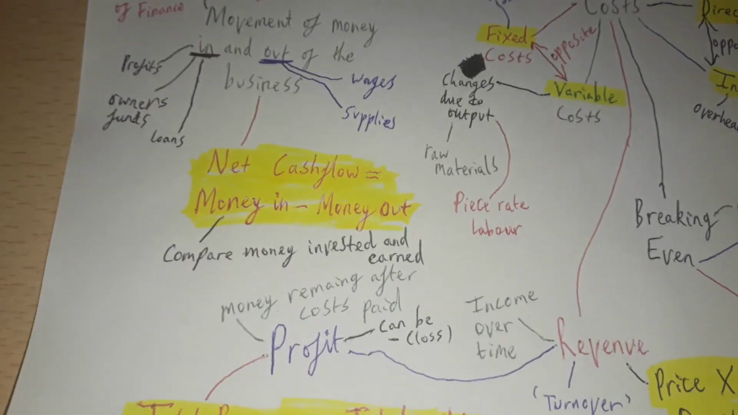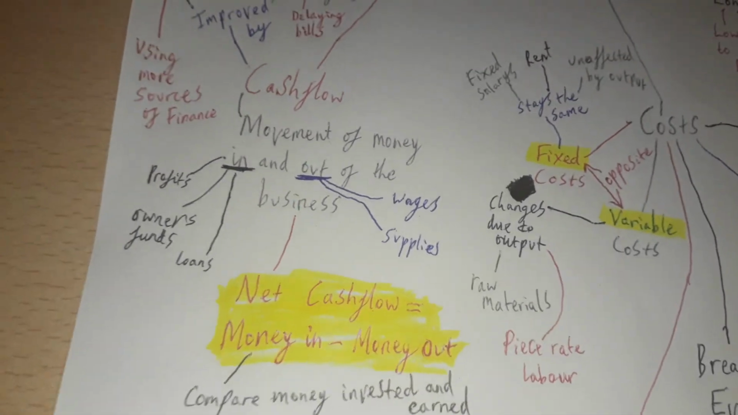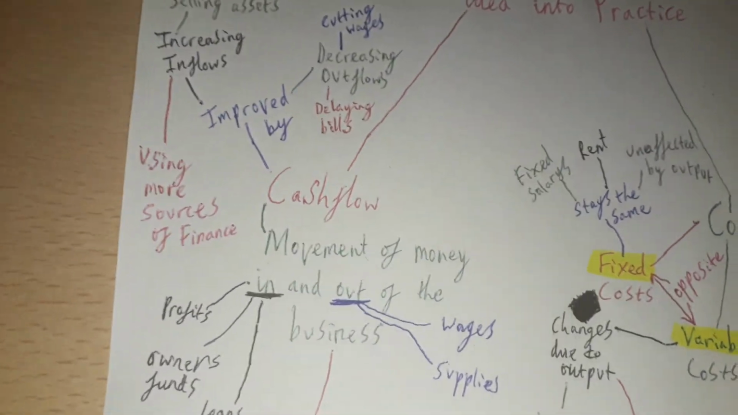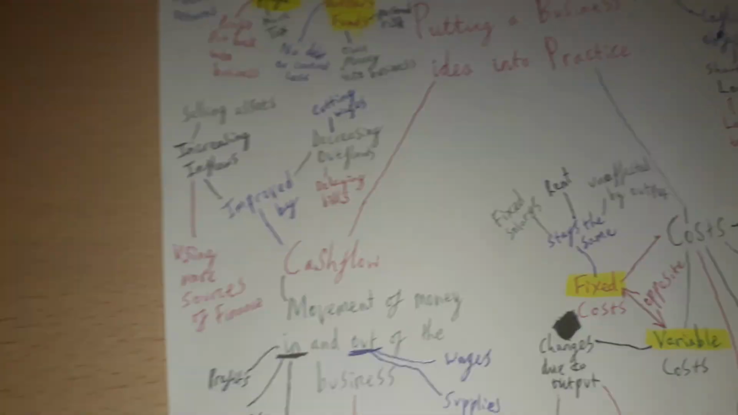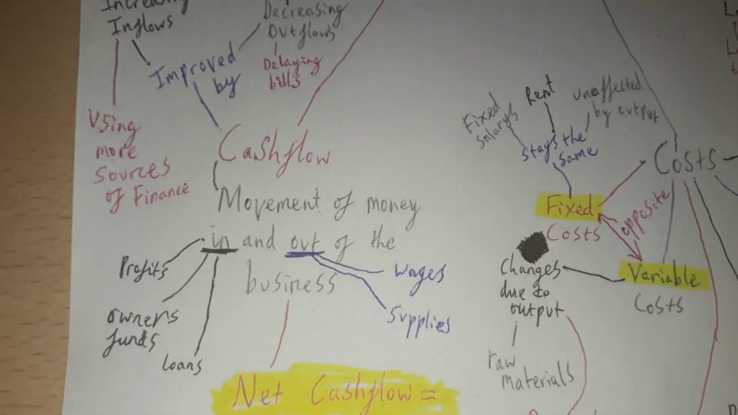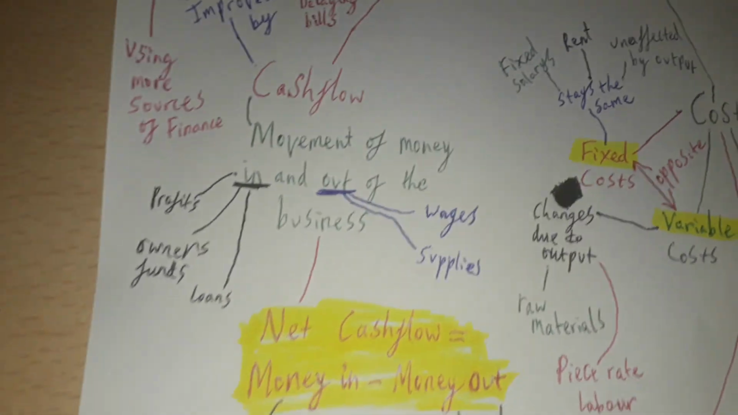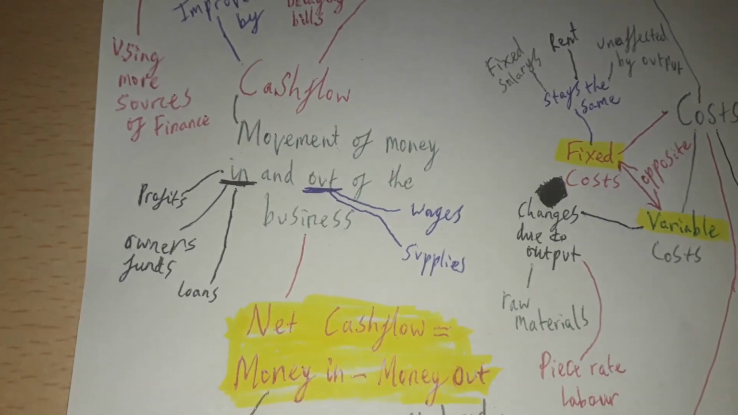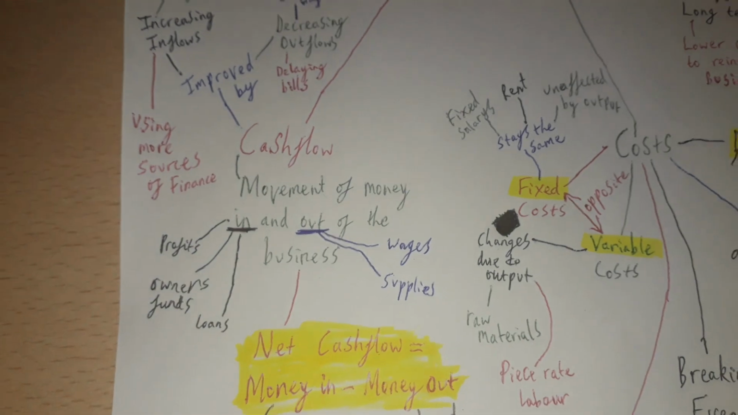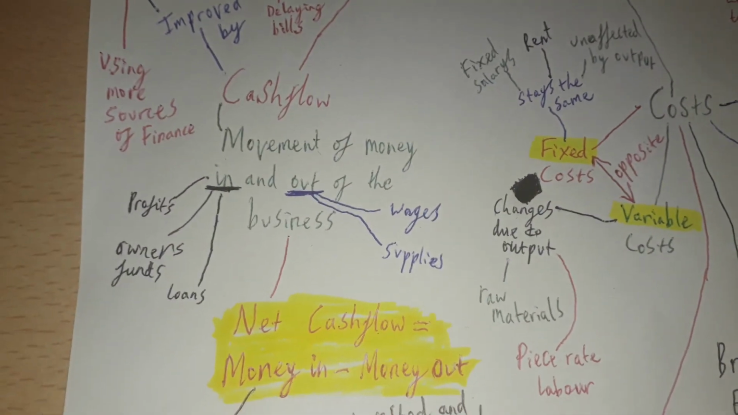So next, let's look at cash flow. I wasn't expecting to be this far so quick. It's basically the movement of money in and out of the business. The money going in would include things like profits, owners' funds, and loans, and the money going out would include things like wages and supplies.